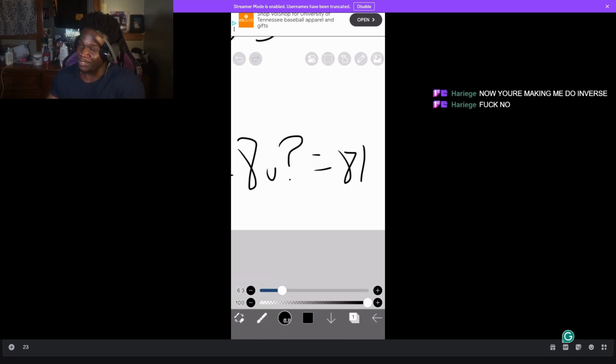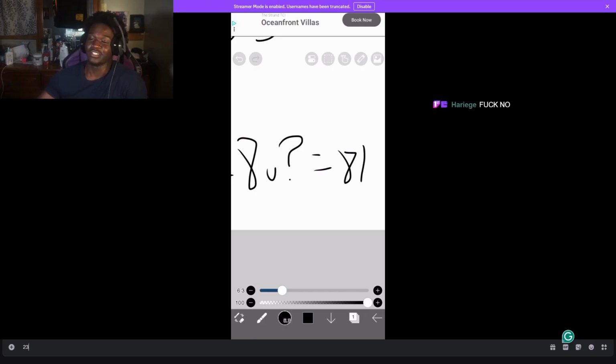He said, "Now you make me do inverse." He said, "Fuck no." All right, that's for subtraction, so the question mark is subtraction. No, the inverse is only for subtraction. You don't gotta do it. Okay. So what does the question mark represent here? It's just what he said. So it's basically eight plus what equals 81. Yeah. Okay. This guy doesn't understand inverse.